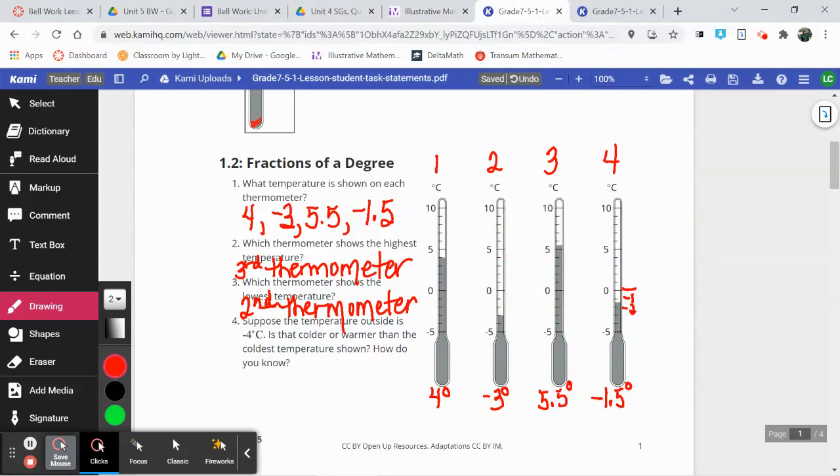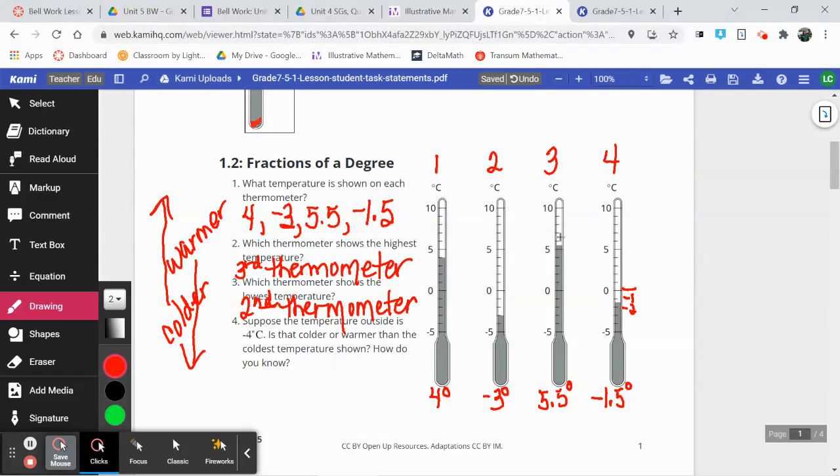Suppose the temperature outside is -4 degrees Celsius. Is that colder or warmer than the coldest temperature shown? What's the coldest temperature shown? Now, the first thing people want to do is tell me it's -1.5, but that's not true. You just said the coldest temperature was -3. Remember, the number that's further away from 0 on the negative side is less or colder. The higher up you go is the warmer it is. The more down you go, the colder it is, or more negative.